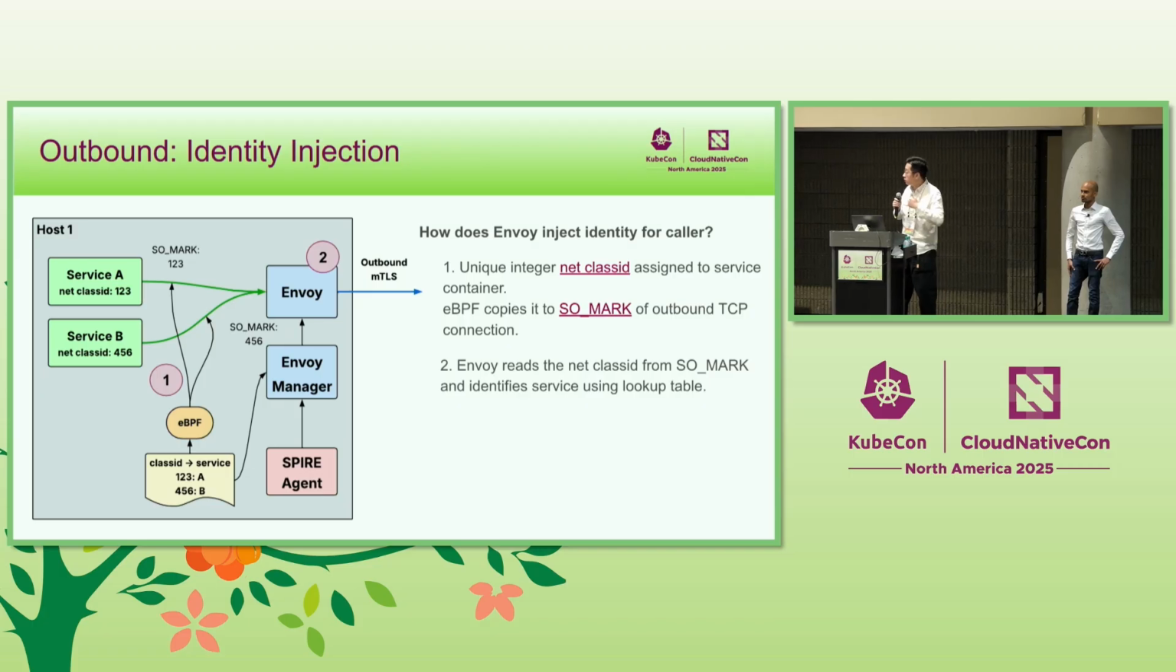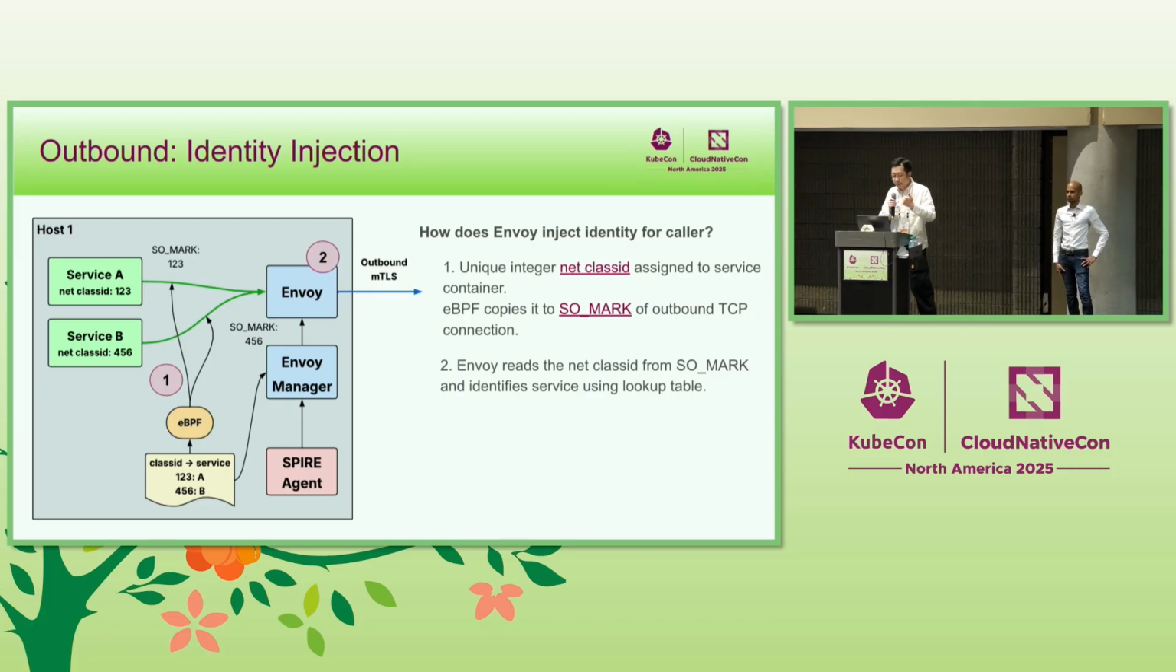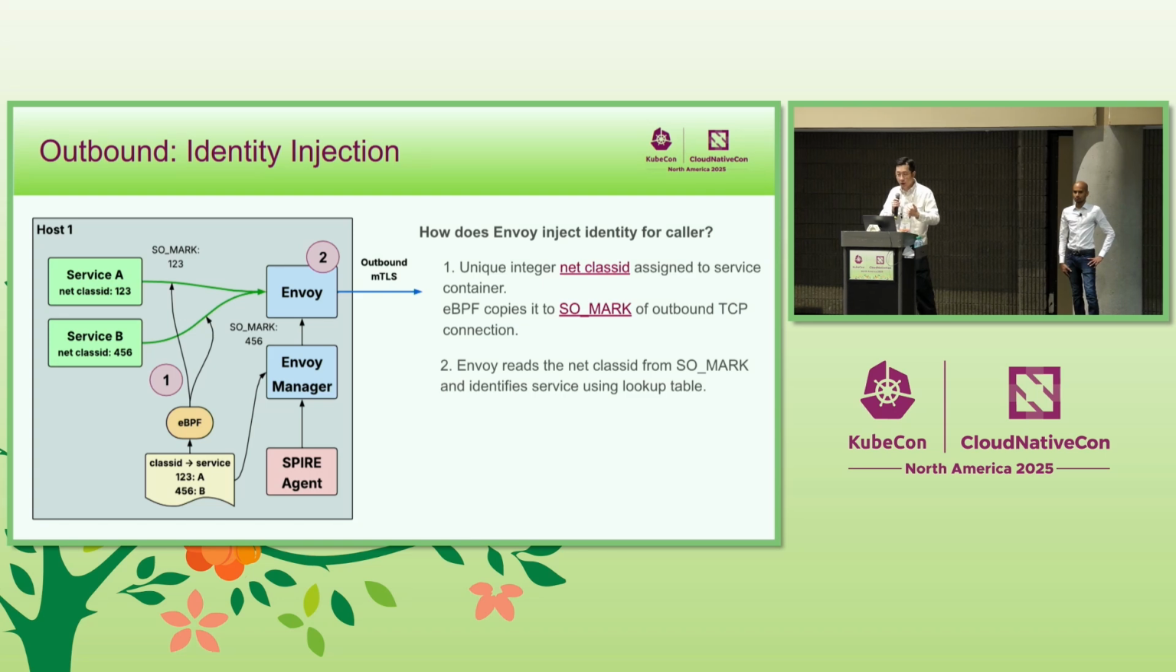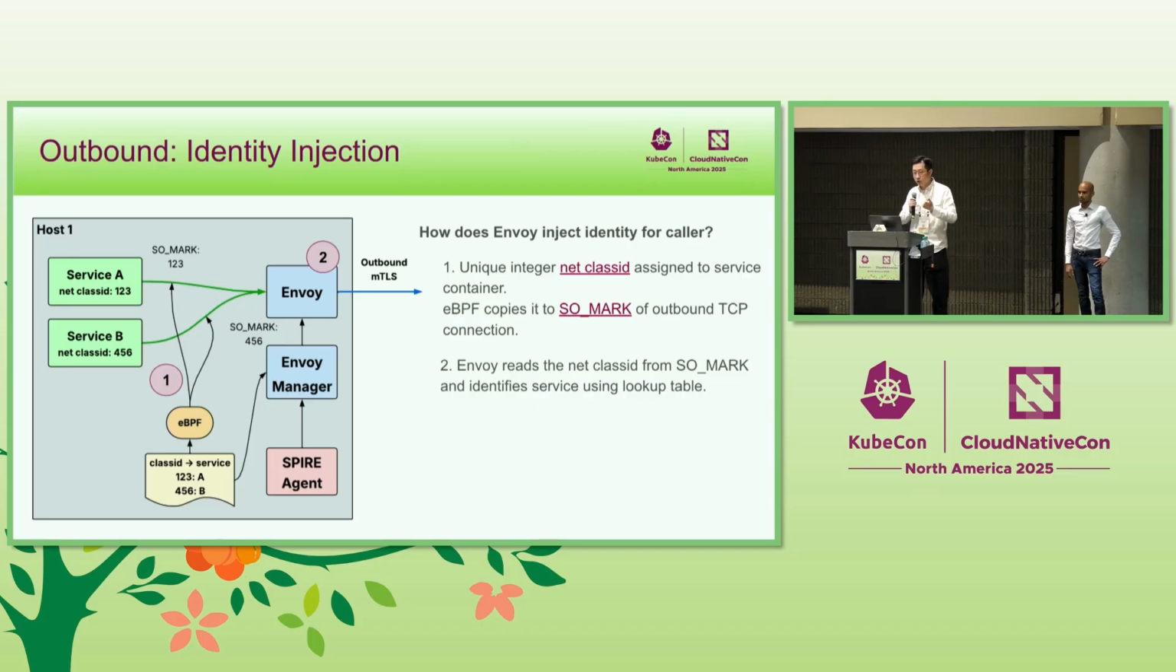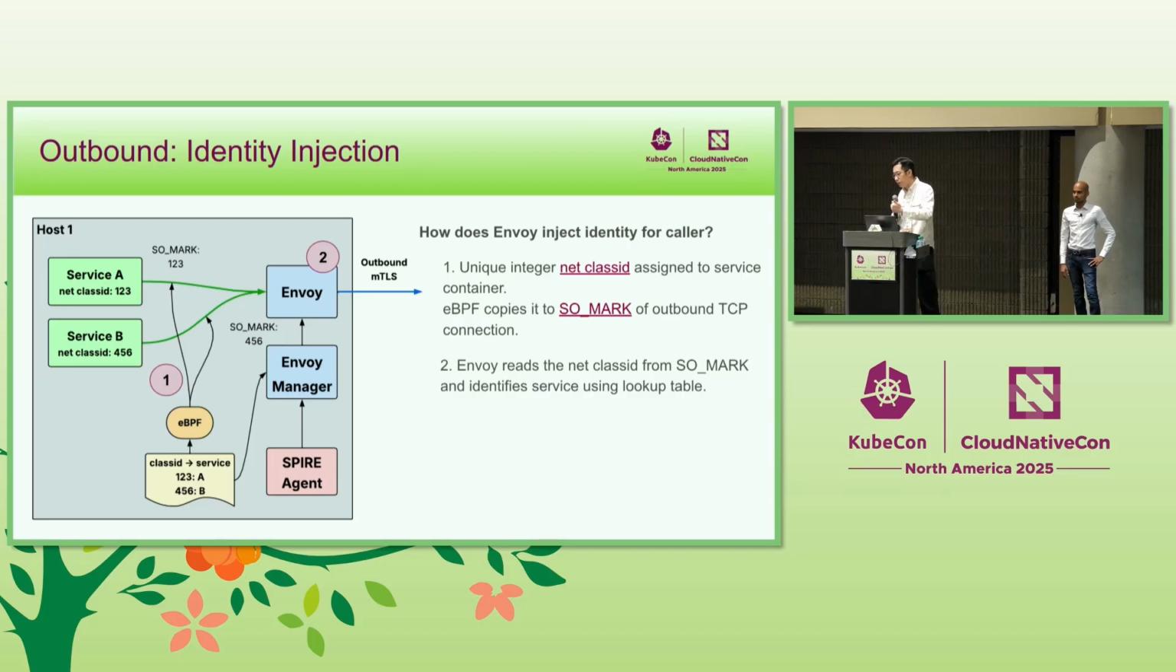Next, we modified Envoy to implement filters and other things to read the network class ID integer from the SO mark of the TCP connection. With that integer, we can look up in a table that maps the integer to the service identity. In this case, Envoy knows that this connection is originated from service A, and that connection is from service B.